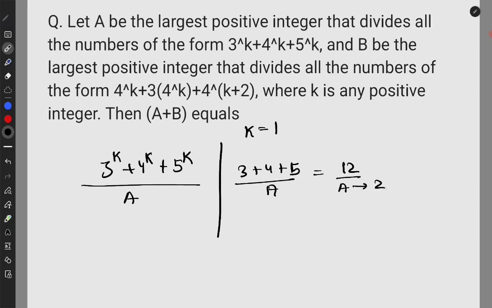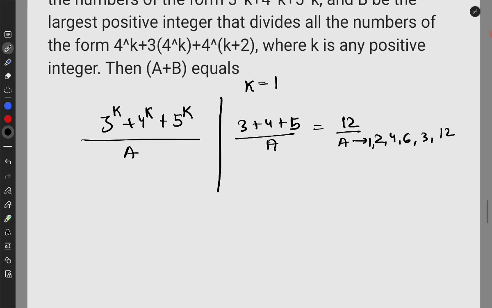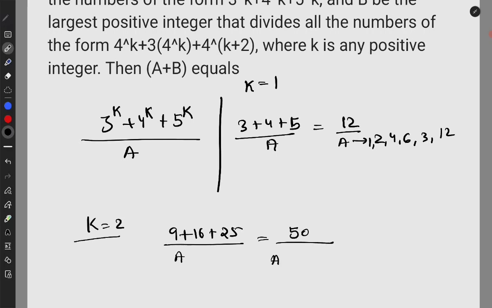Now a could be anything. 2 could be, 1 could be, 4 could be, 6 could be, 3 could be, 12 could be. Right? Now a could be any of these numbers right now, and they are looking for the largest. It could be 6, it could be 4, 12 also. Now if we put k equal to 2, it will be 9 plus 16 plus 25, which will be 50. In this scenario, a could possibly be 1, 2, 5, 10, 25 and 50.